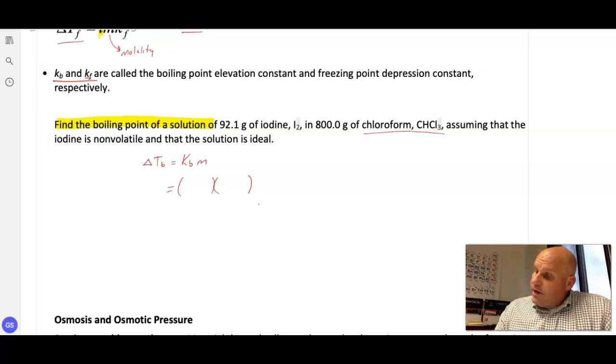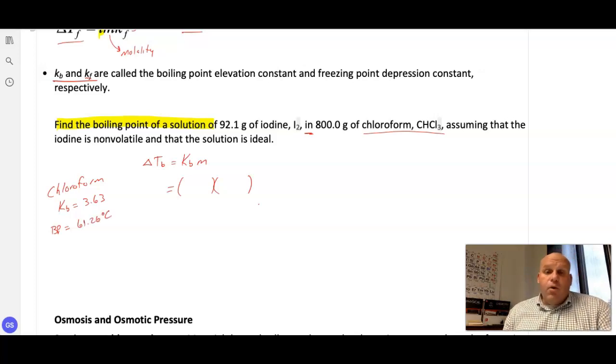The solvent is chloroform, right? In chloroform, so that's the solvent. So if I looked up these values for chloroform, I would find the KB of chloroform is 3.63, and the normal boiling point temperature of chloroform is 61.26 degrees Celsius. All right, that'll be important. If it were water, I wouldn't have to look up the boiling point temperature of water. We would assume it was 100 degrees Celsius, but you would need to be able to look up that constant.